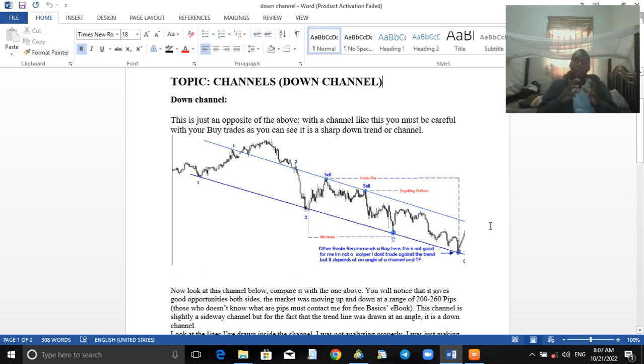If you are a professional trader, you can also buy on this support trend line, because if you figure out that this is the channel, it must respect both sides when you're buying and when you're selling. So now you have to buy when it reaches the support level, you have to sell when it reaches this resistance level for you to acquire all these pips.